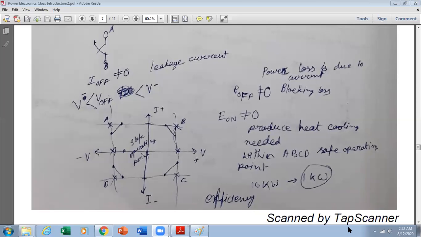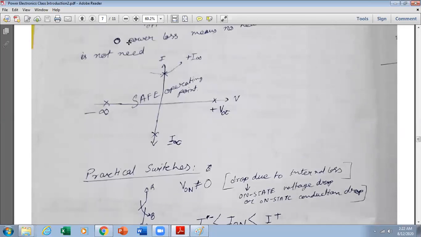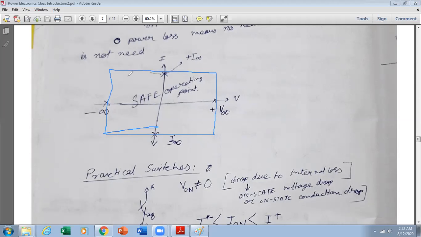Now in the ideal case, the safe operating region was a square type thing, like this was its region of operation, minus infinity to plus infinity here, and here also minus infinity to plus infinity. So this is actually the total safe operating region for any kind of ideal switch.